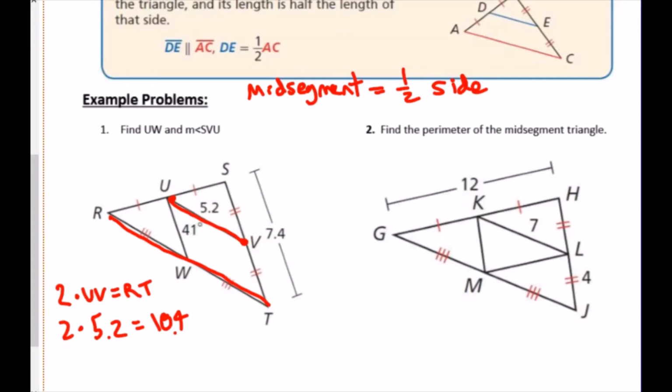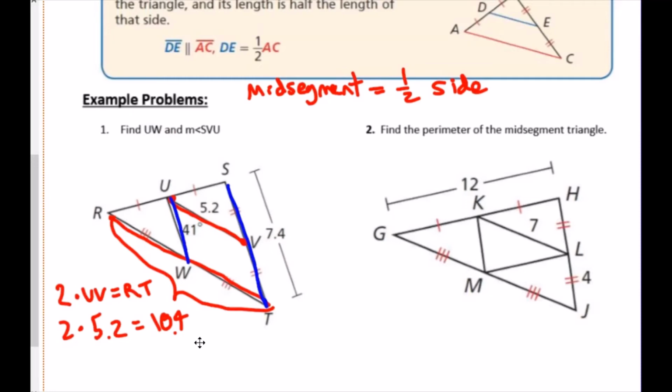That's if you're given the midsegment, you can find the missing side. Right? Now, what if I have the side? So look at ST. If I know ST is 7.4, how am I going to figure out UW, which is what I'm actually looking for? How do I go from side to midsegment?